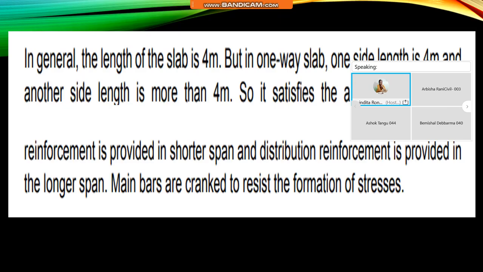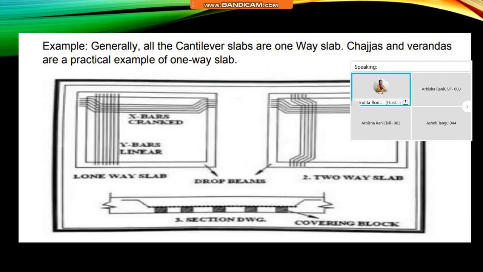In general, the length of the slab is 4 meter, but in one-way slab, one side length is 4 meter and the other side length is more than 4 meter. So it satisfies the above given equation. Main reinforcement is provided in shorter span and distribution reinforcement is provided in the longer span. So main bars are cranked to resist the formation of stresses. Here, for example, generally all the cantilever slabs are one-way slabs. Chajjas and verandas are a practical example of one-way slab.